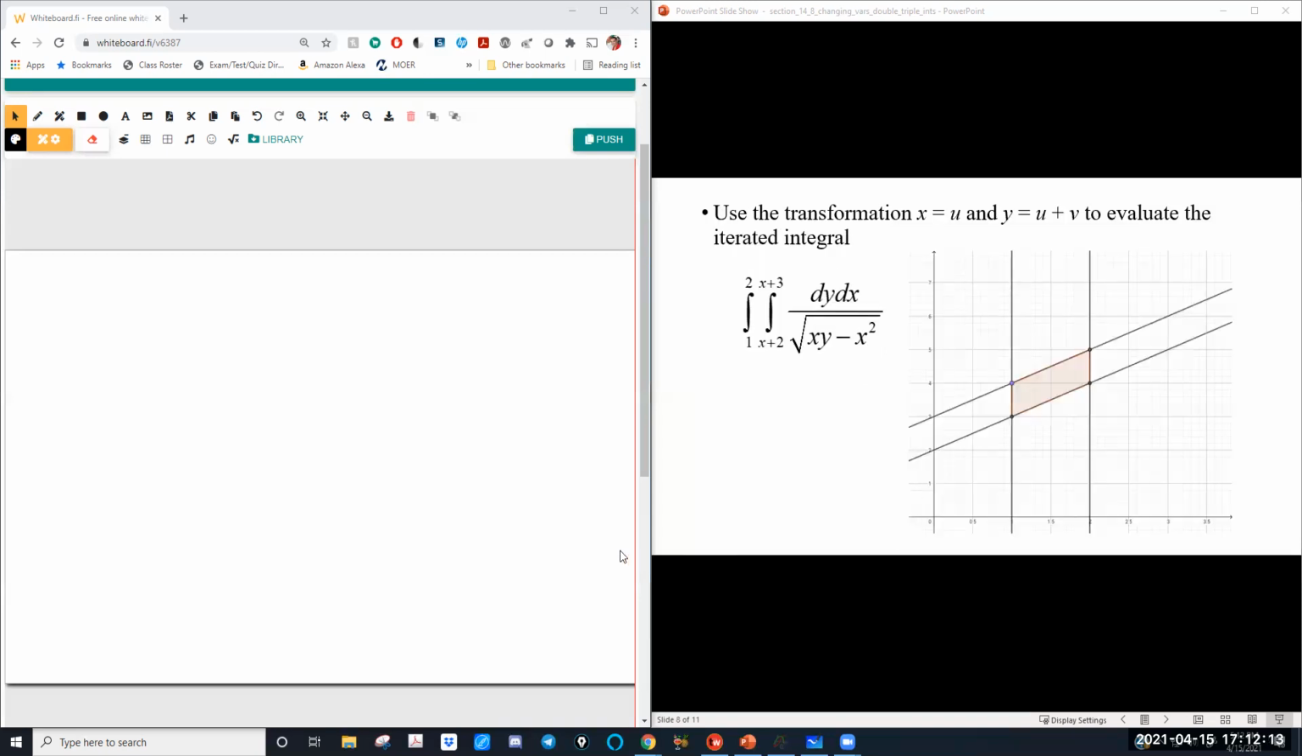So let's look at this example here. So here's our transformation, x equals u, y equals u plus v. Now the regions on this one aren't terrible, but this is not pretty. So this is one where we might use a transformation to make our integrand a little bit easier. Well, let's talk about how we would do that. Now, x equals u and y equals u plus v, those actually just sub right in.